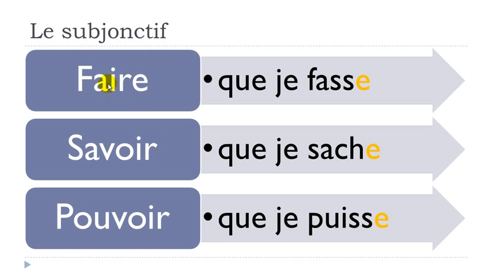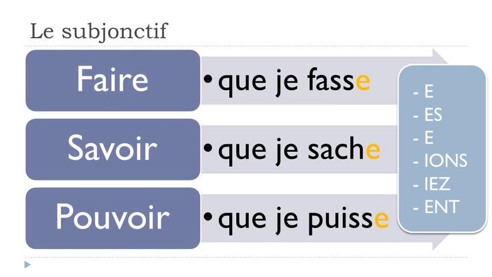Okay, so remember, faire, to do, que je fasse, savoir, to know, que je sache, pouvoir, can, que je puisse. All right? And then, well, of course, the endings: es, ions, iez, ent.